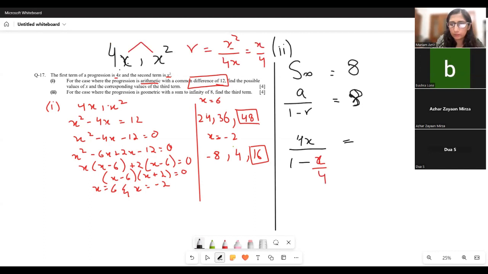equals 8. Okay. Please solve this and give me the value of x. You might have to take the LCM of the denominator term before you cross multiply. That is one way of doing that. Find the value of x.